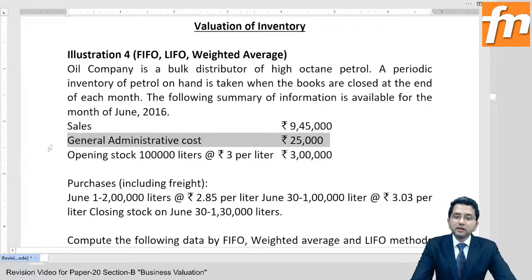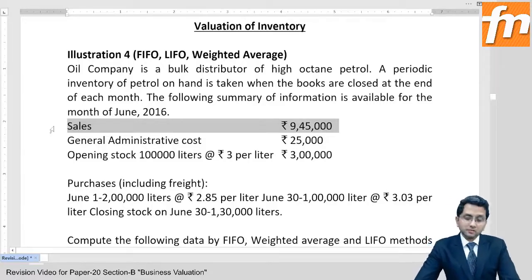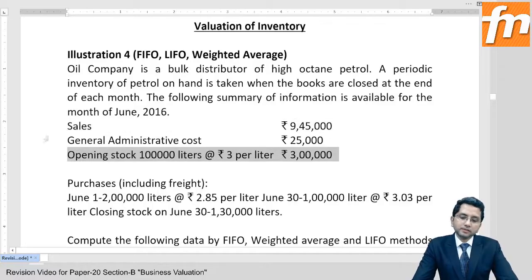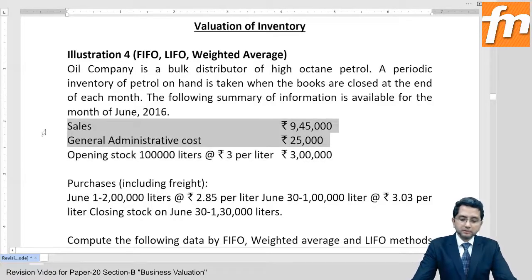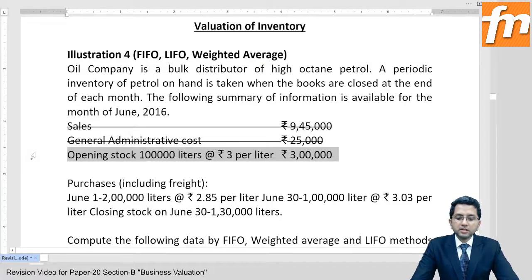I think these two pieces of information are going to be useless for us, because while making valuation of inventory, we are not interested in sales; we are interested in purchase price and purchase units or opening inventory. Opening stock. So currently this seems not useful. If needed, I will consider it. Opening stock is 1 lakh liters at the rate of rupees 3 per liter. So it's valued at 3 lakh rupees.